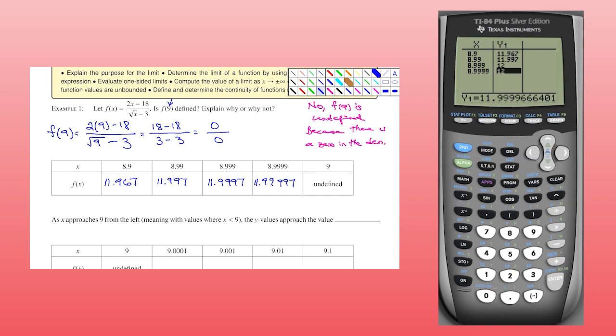But notice that these values sort of form a little pattern. If I go from the left here, moving toward 9, I can tell that these numbers are getting closer and closer to 12. And that's what this statement says here. As x approaches 9 from the left, meaning that these values that we're using are all slightly smaller than 9, but they're getting closer and closer to 9, then the y values are going to approach 12.